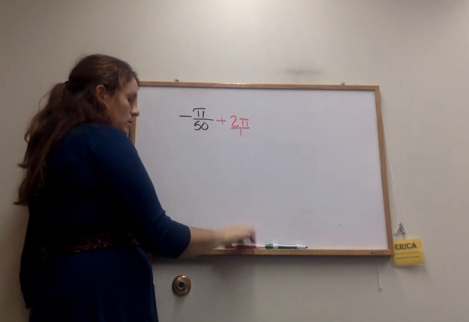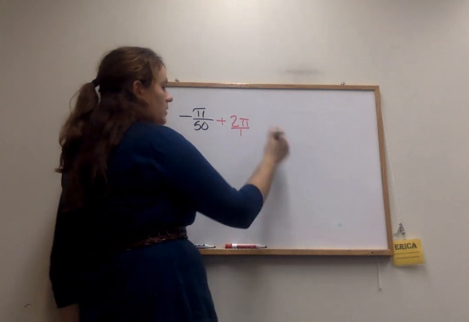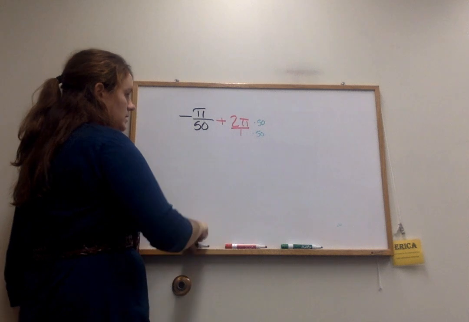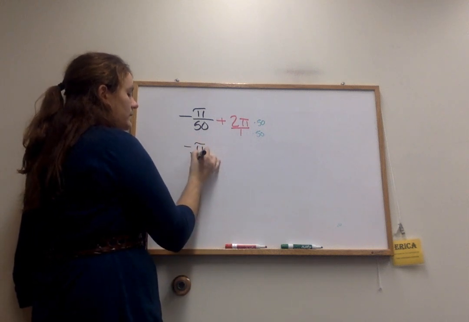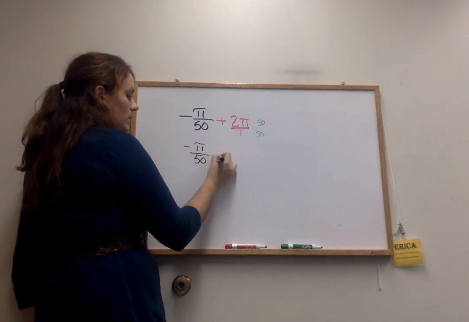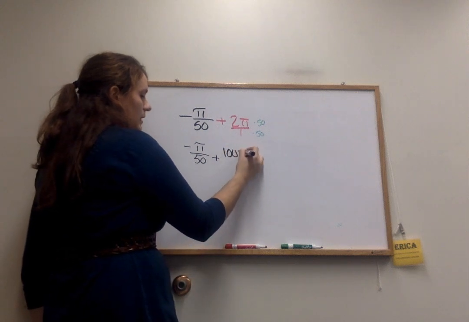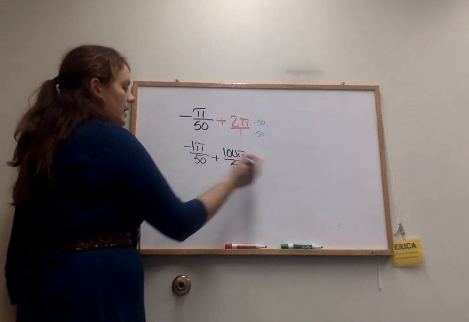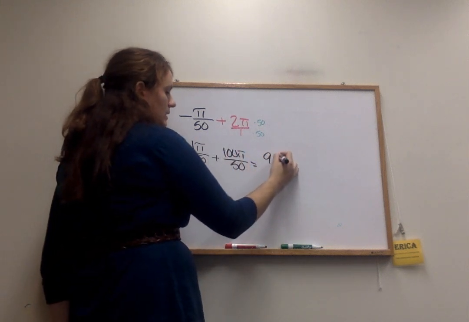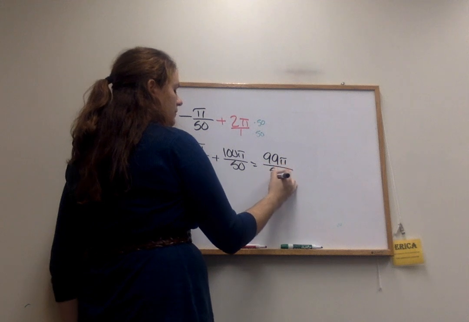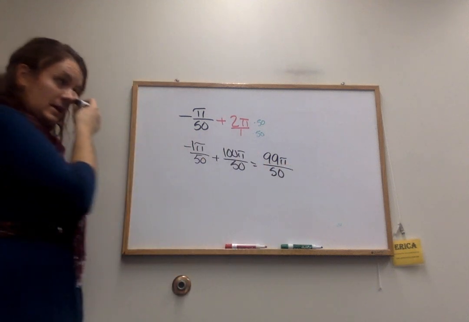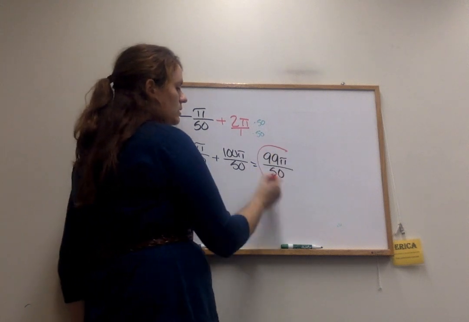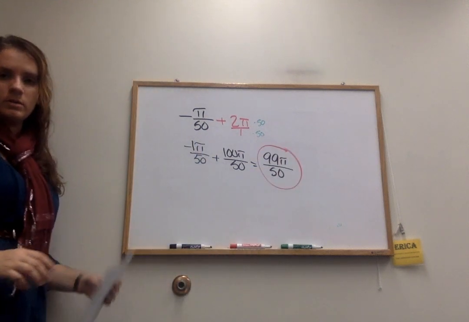2 pi over 1. Our denominator is 50, so we need to multiply this by 50 over 50, which gives us negative pi over 50 plus 100 pi over 50. Remember, this is negative 1 pi. Negative 1 plus 100 is 99 pi over 50. 50 goes into 99 not quite 2 times, so this is actually less than 2. This is our final coterminal angle.